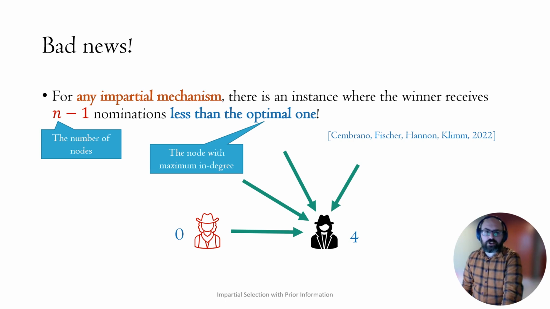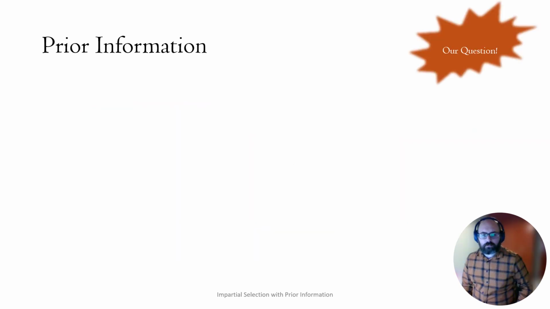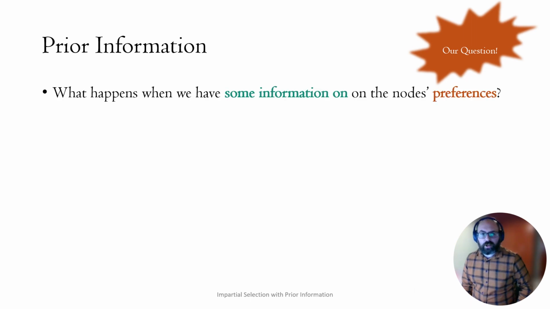Unfortunately, the design of impartial mechanisms has some severe constraints. Probably the most important one is that there is always an instance where the winner receives n minus 1 nominations less than the optimal one. In other words, we cannot avoid cases where the winner is not voted by anyone, while a unanimously voted node exists.